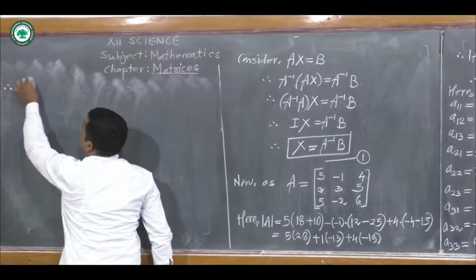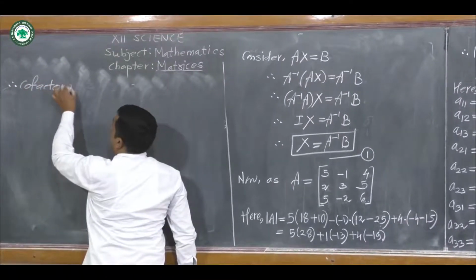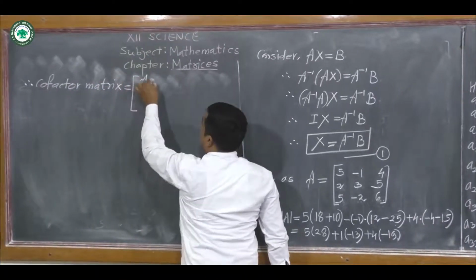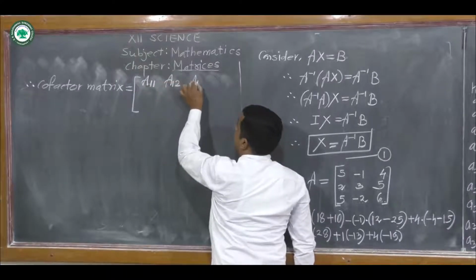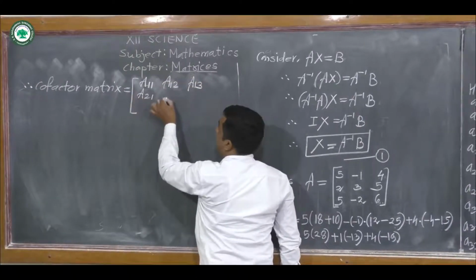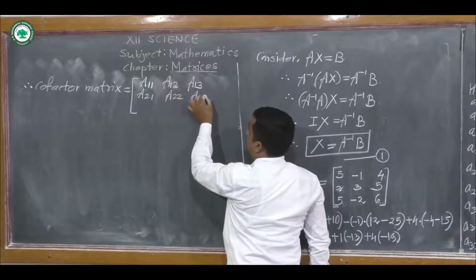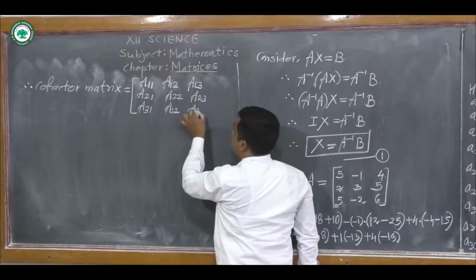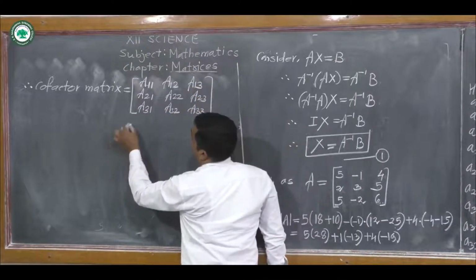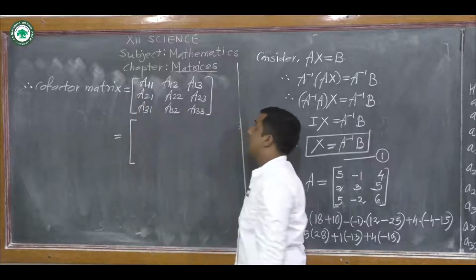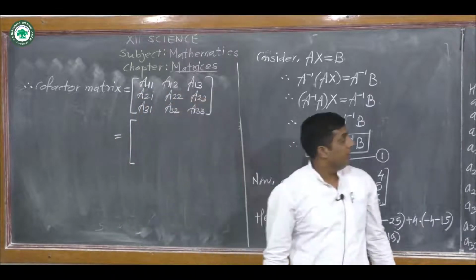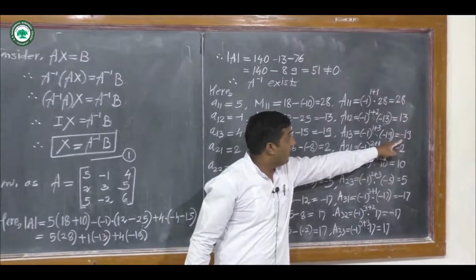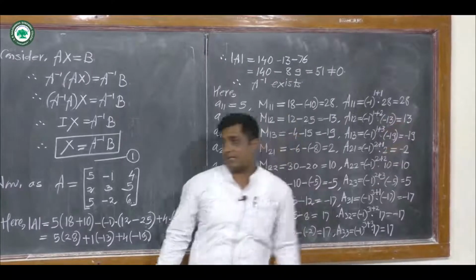Therefore the cofactor matrix is having elements A11, A12, A13, then A21, A22, A23, and in last A31, A32, A33. So here the cofactor matrix is having elements. Now we consider A11, A12, A13. Here A11 is 28, A12 is 13 and A13 is minus 19. So 28, 13, minus 19.